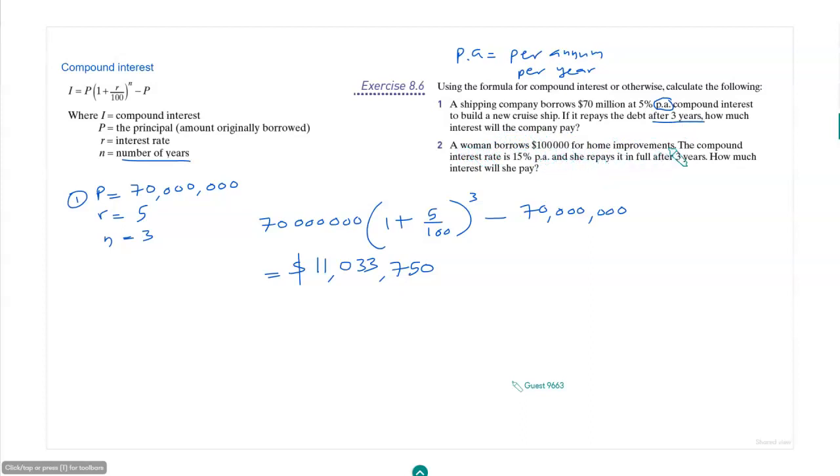A woman borrows $100,000 for home improvements. The compound interest rate is 15% per annum and she repays it in full after 3 years. How much interest will she pay? It's the same thing, right? Very similar to the first question. Let's skip that.